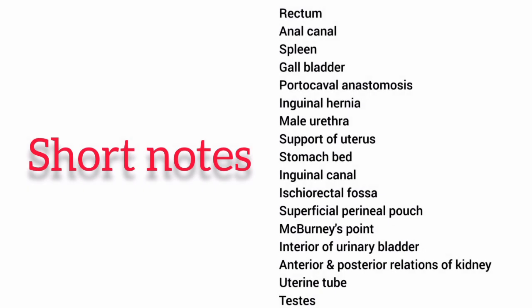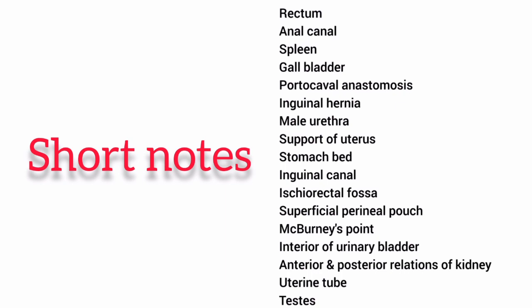First up in the short notes part is rectum. The exact location, extent, course and direction, and curves, very importantly, need to be mentioned. The relations of the rectum, anterior and posterior, and the arterial supply, venous drainage, and nerve supply are important.